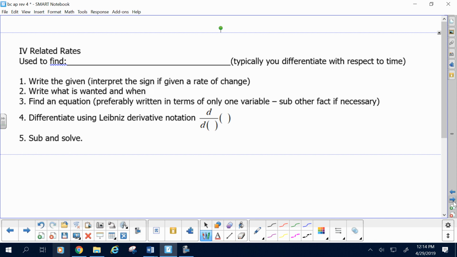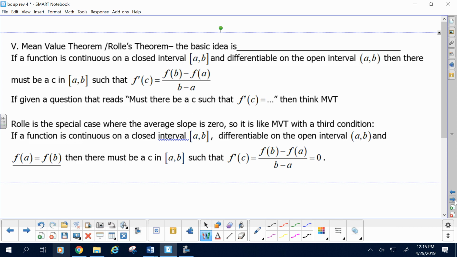Related rates, I'm not going to even. It's used to find change with respect to time rather than each other. So you're differentiating with respect to time. Ms. Cannon teaches this as well as anybody in the world, so I'm not going to go over that too much. Okay, mean value / relay.